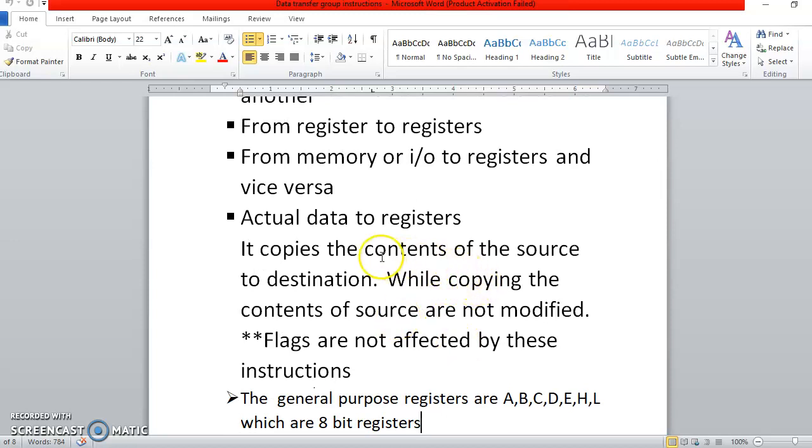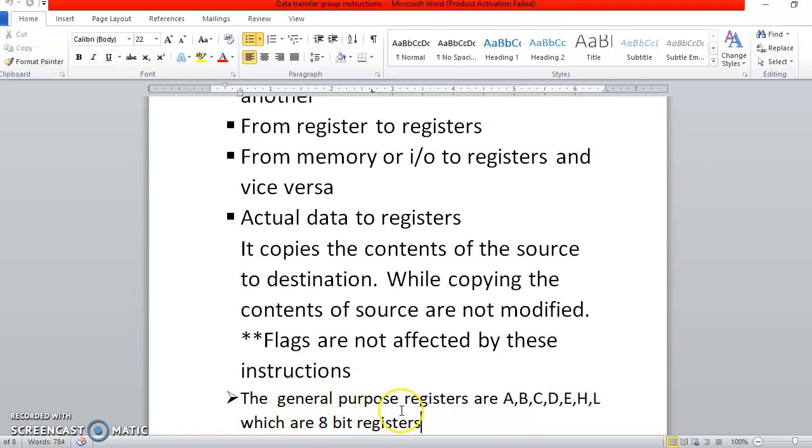Now basically it copies the contents of the source to the destination. The source can be a register, the destination can be a register. The source can be a data, the destination can be a register. The source can be a memory address and the contents of that will be transferred to the destination, that is a register, and so on. These data transfer group instructions do not affect any of the flags in the flag registers. That is the important thing.